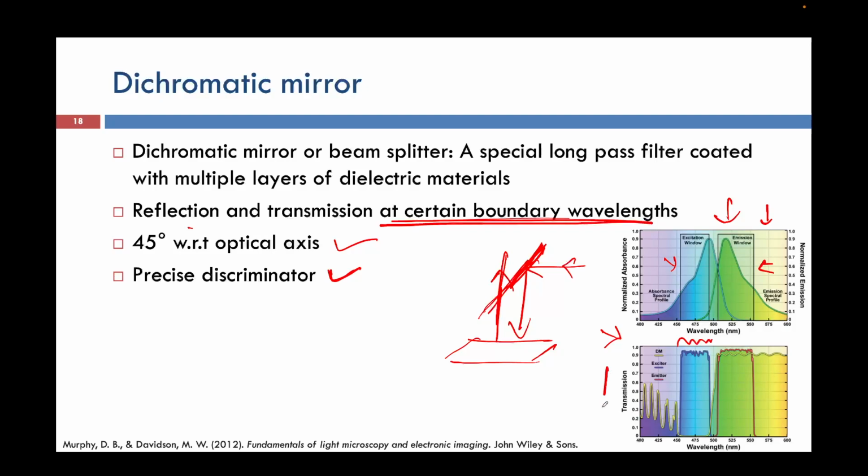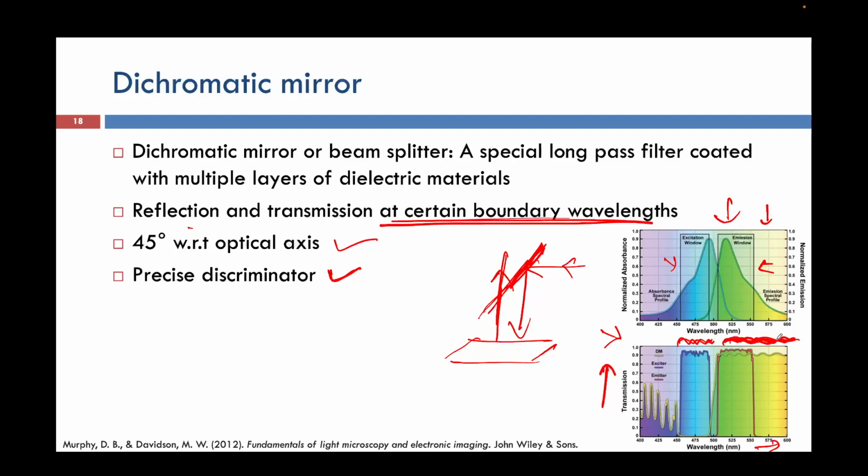This is transmission in the y-axis. You can see this is the transmission versus wavelength in the x-axis. So I need not transmit this wavelength through my dichromatic mirror. What do I need to do? I need to transmit this one, right? Since I need to transmit this one, I can choose my dichromatic mirror in such a way that I can coat it with such dielectric materials that they will only allow a wavelength beyond this one, a higher wavelength, so that I will get transmittance of the longer wavelength.